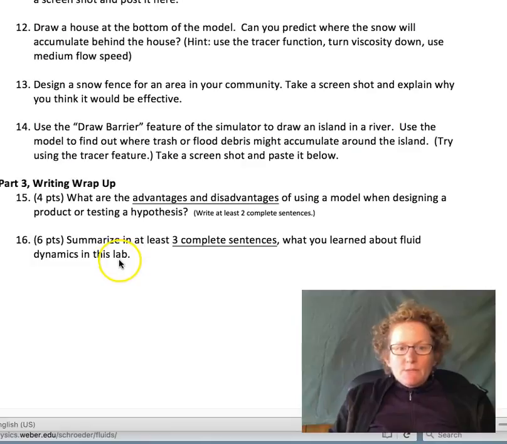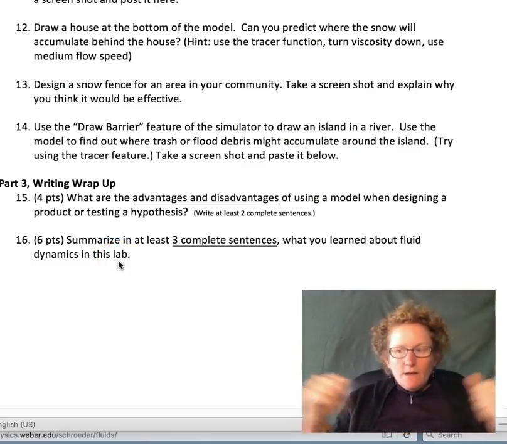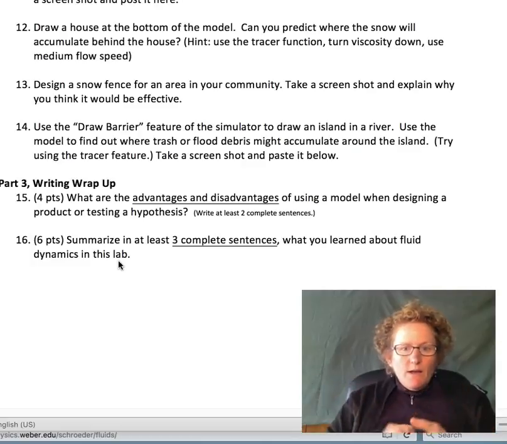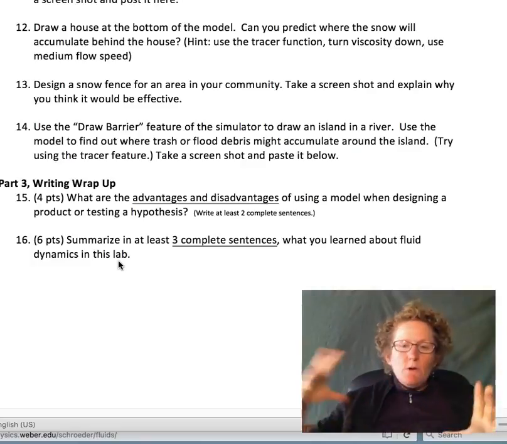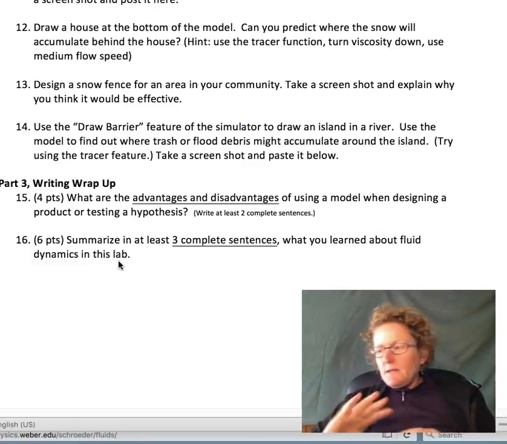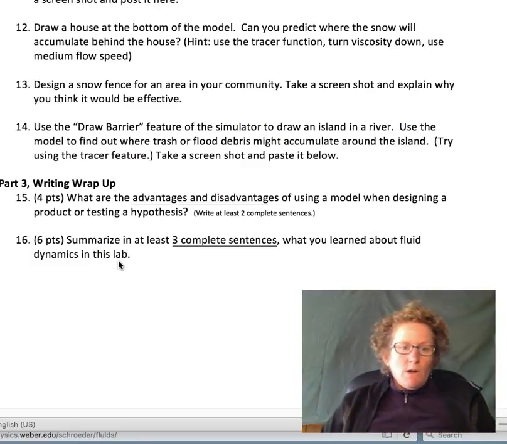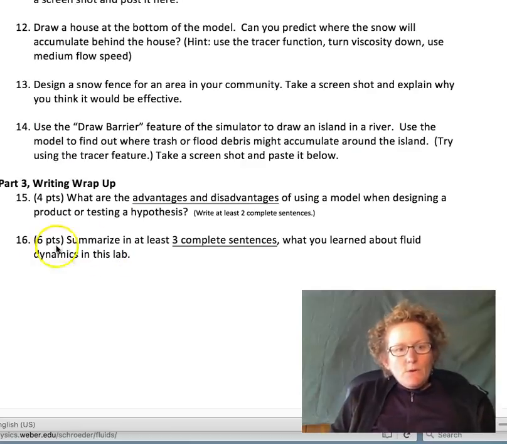3 complete sentences, what you learned. What happens when there's friction? When fluid meets friction on the side of an object? What happens as fluid goes past an object? Does it continue in a smooth stream, or what's going on there? So 2 points a sentence. Make sure you write 3 complete sentences.